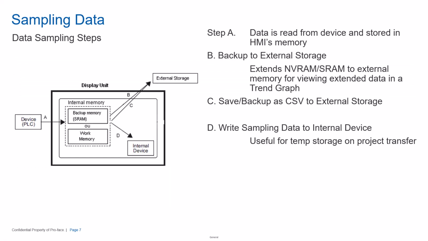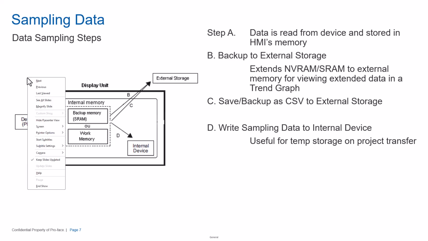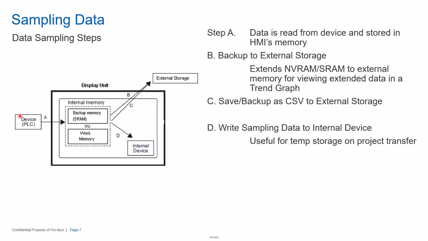Okay, so what are the steps that happen when we do data sampling? We're taking from an external PLC if we're so connected, or if we are, for example, using the EX runtime as the PLC, this would just be variables from the EX PLC. Essentially we're getting the desired device memory, and then we log it to backup memory based on our command. So step A is data is read from the device and stored in the HMI memory.